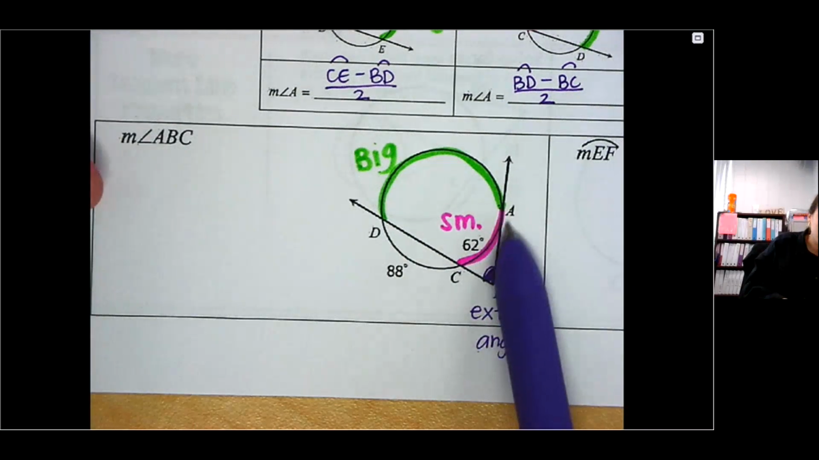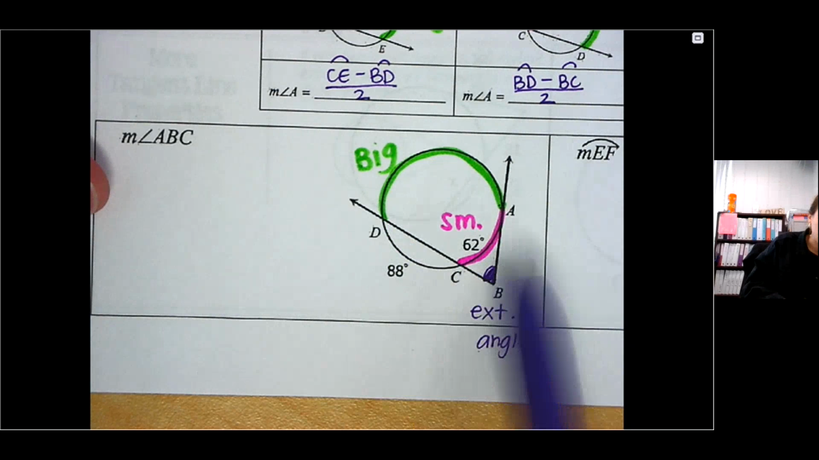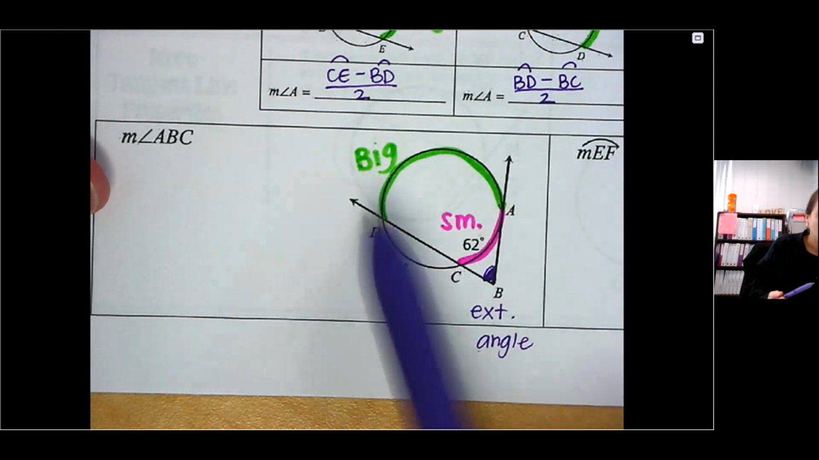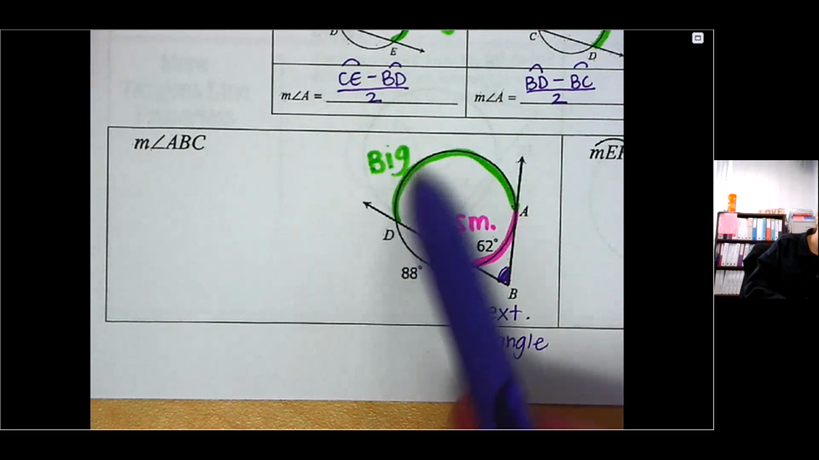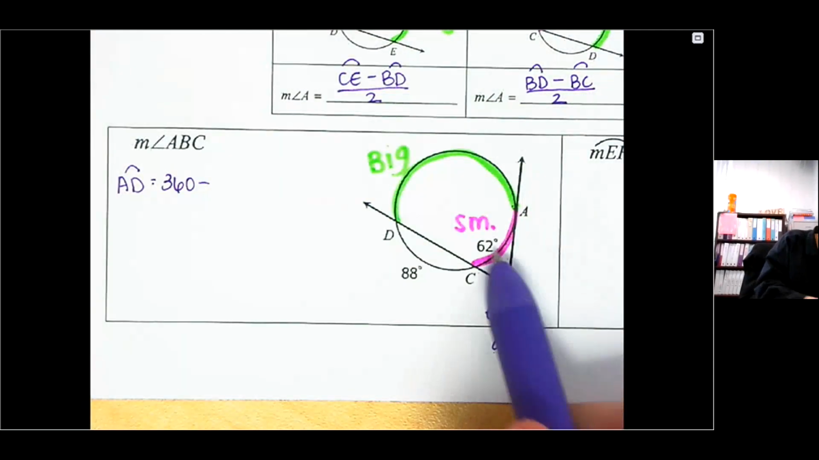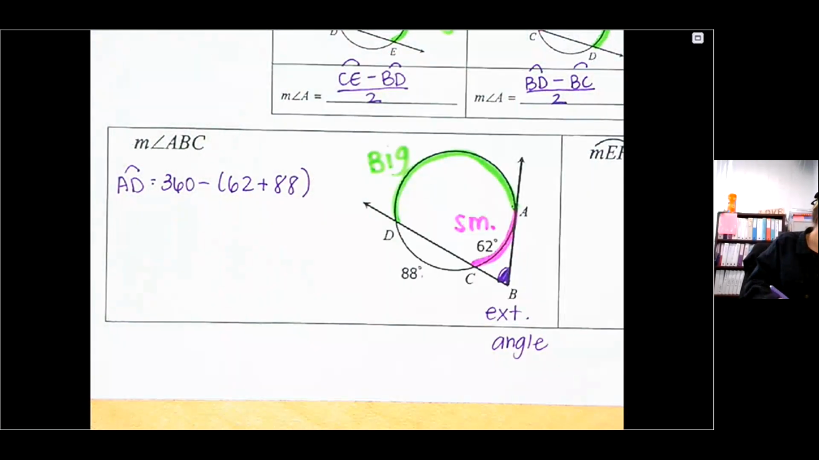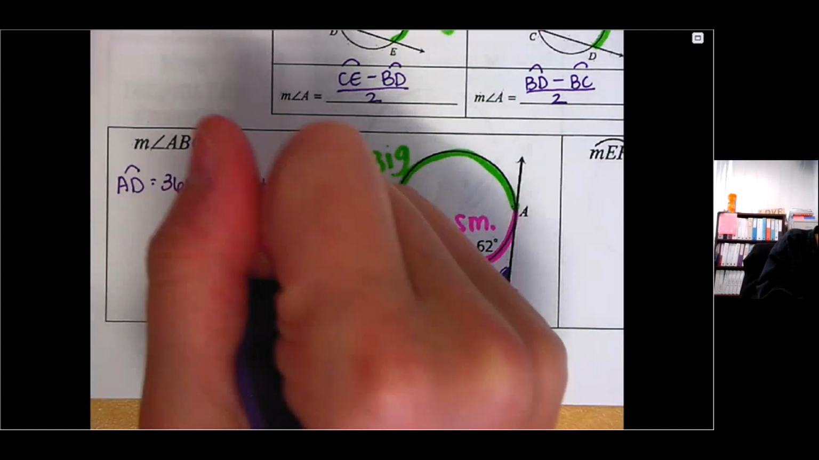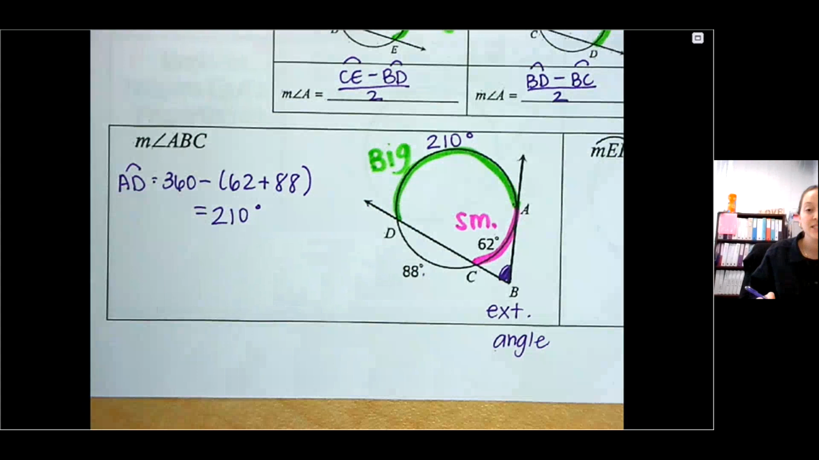However, I do know that this arc here is 62 and this arc here is 88. And I know the whole thing is 360 degrees. So to find what's left over, to find this big arc, arc AD, I'm going to take 360 and subtract the 62 and the 88. So when I do that, I get 210 degrees. So the big arc is worth 210 degrees.